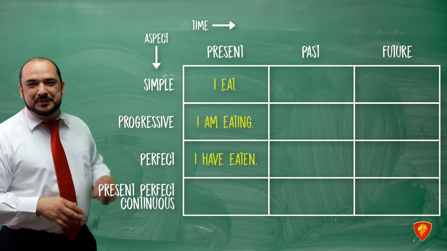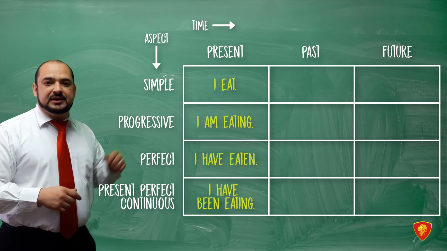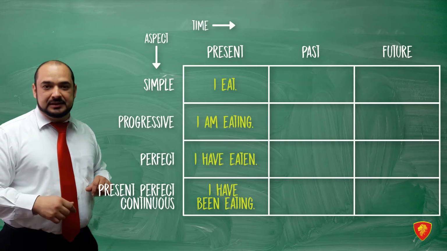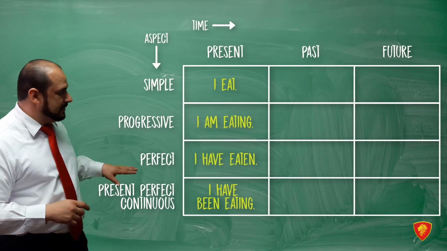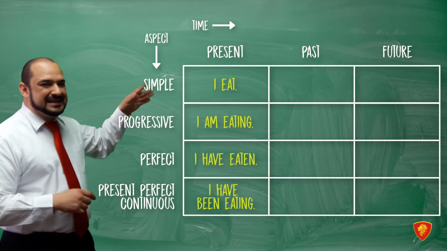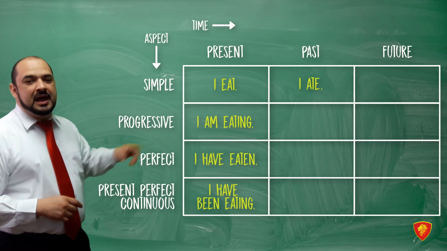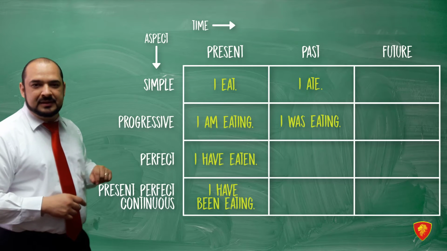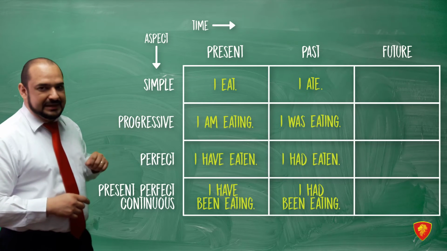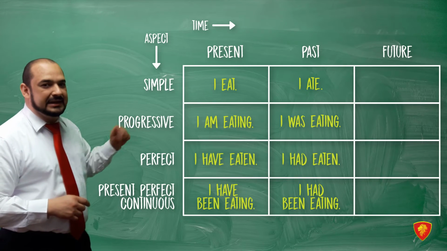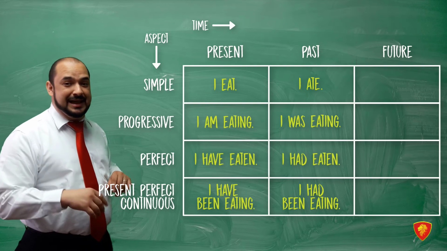So in that example, we say, I have been eating. Have been are your auxiliaries, and eating is your present participle in that sentence. Okay? So now let's move on to the past tense. We go with I ate, I was eating, I had eaten, and I had been eating. Had is your auxiliary in the past.